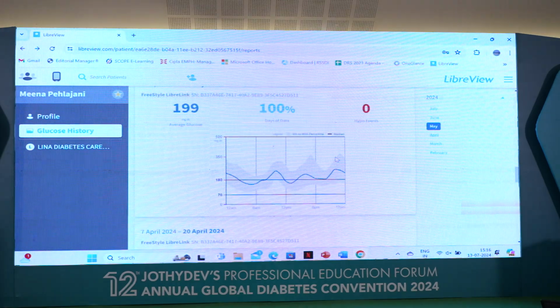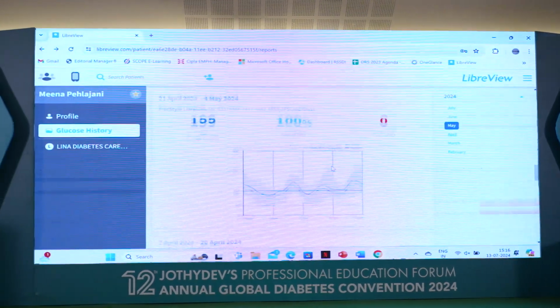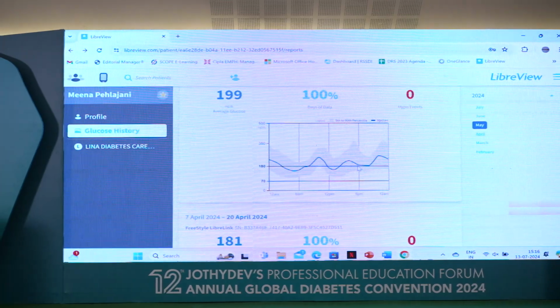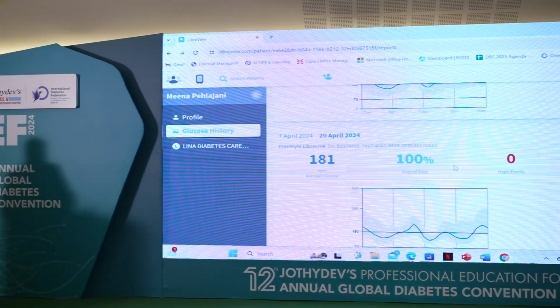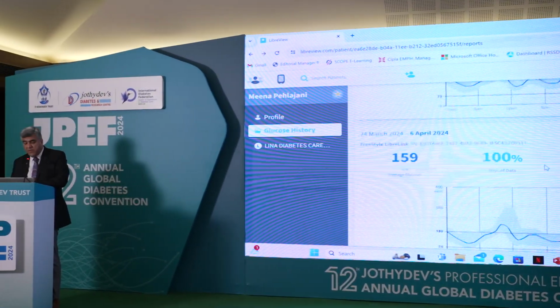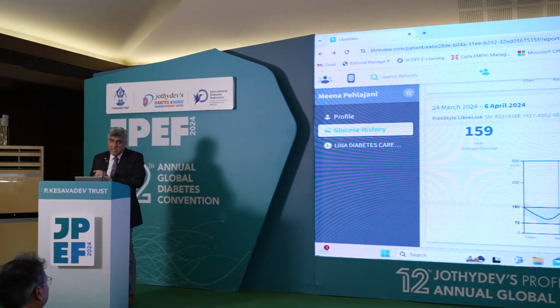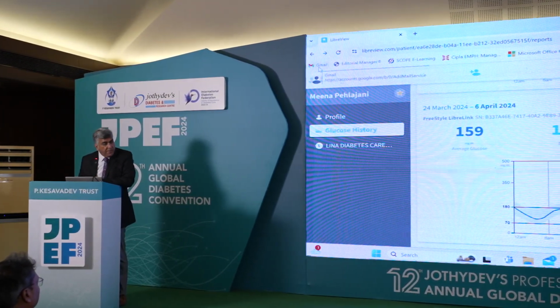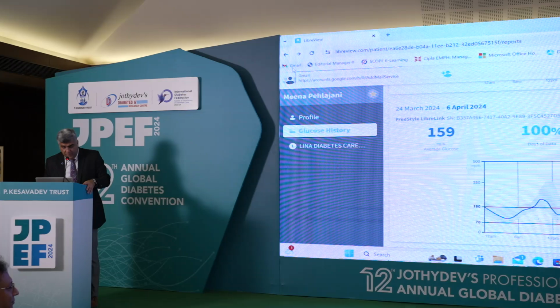This is an even worse profile in the month of April to May. So purely by use of repeated regular CGMs, she has ensured that her profile has improved. So these kinds of connected systems are now possible. So let me end here and hand it over.